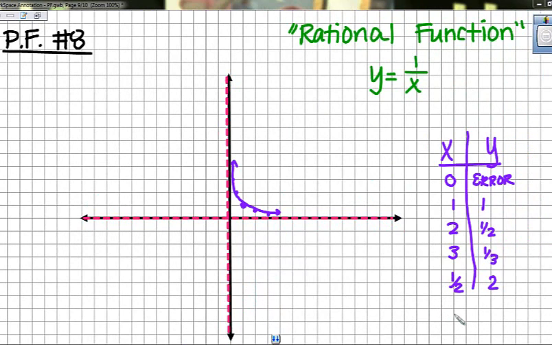If we input some negatives, you get the same thing. 1 divided by -1 is -1, so -1, -1. It is all of these points reflected over here. So -2 would be -half, -3, -third. So it looks like that same curve in quadrant 3. So there's your parent function for rational.